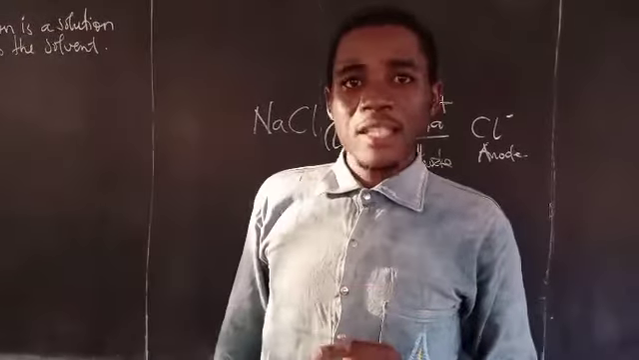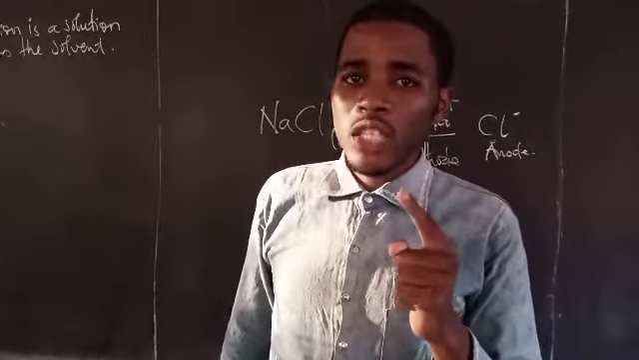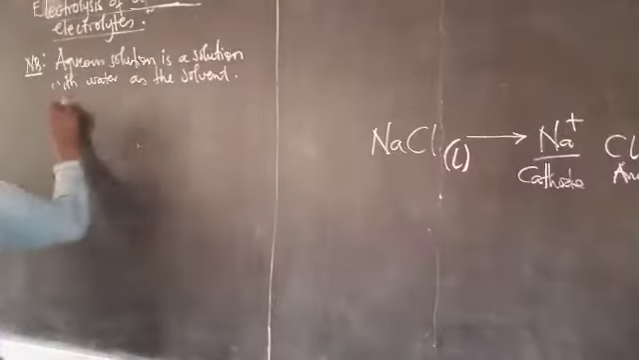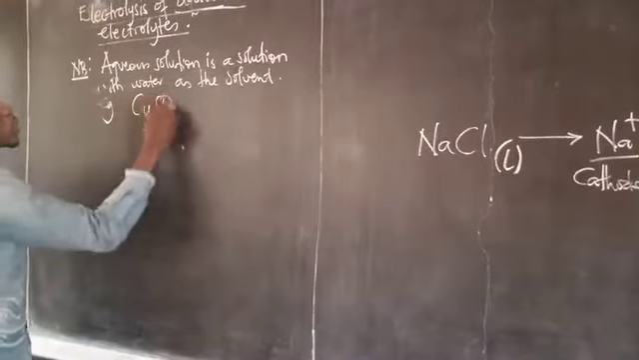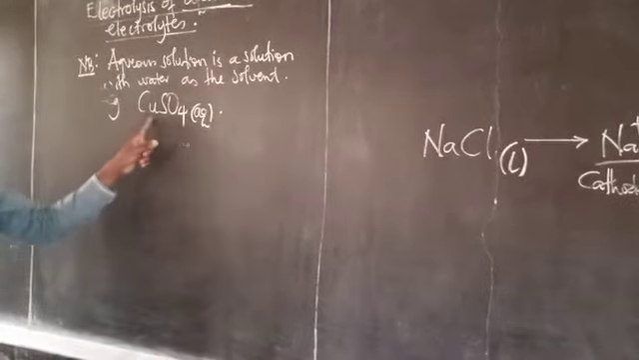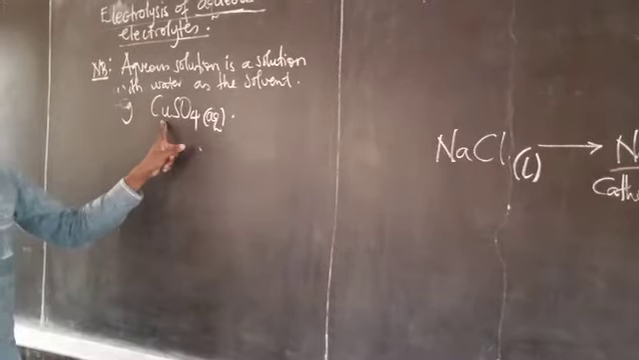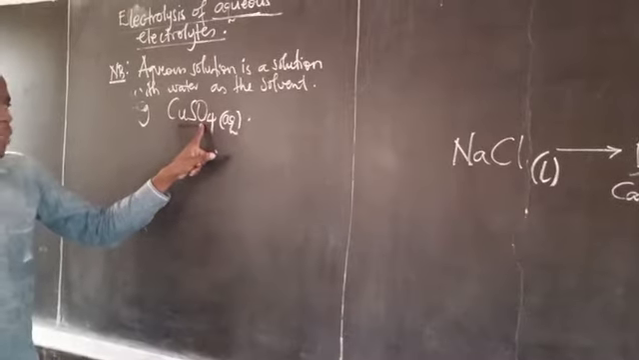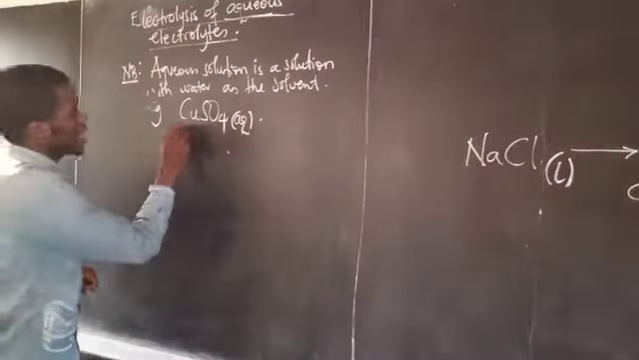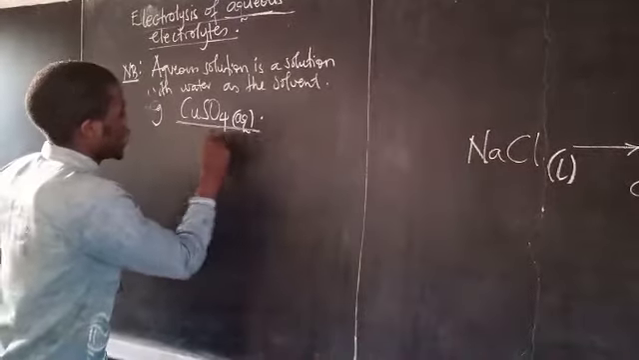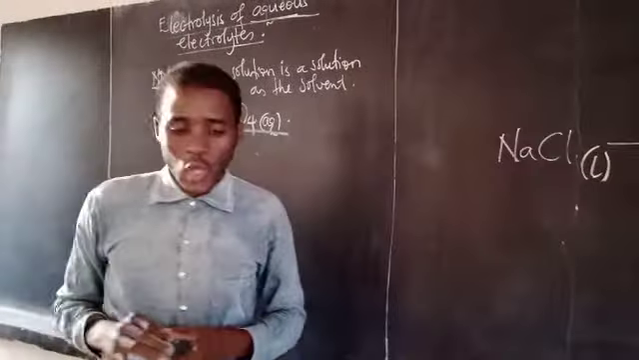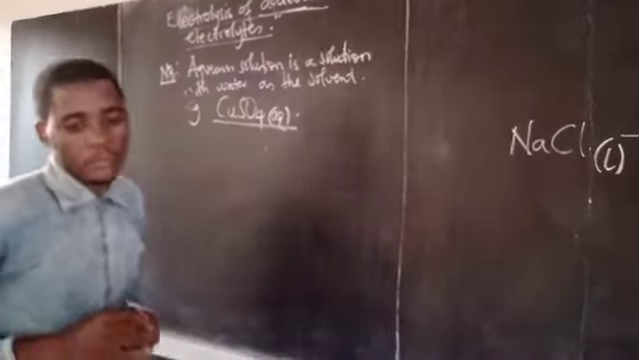Remember that water is also an electrolyte. For example, when you talk about copper 2 sulfate aqueous, you are talking about a solution which is made by dissolving copper 2 sulfate in water. How does electrolysis take place in such a scenario? It is what has brought us today.